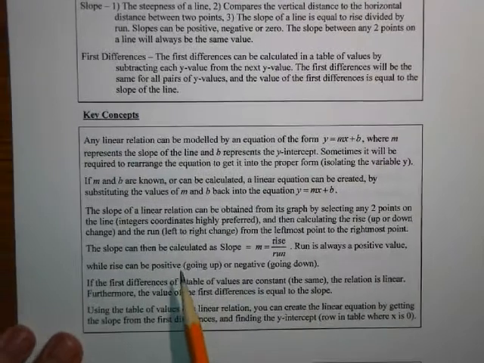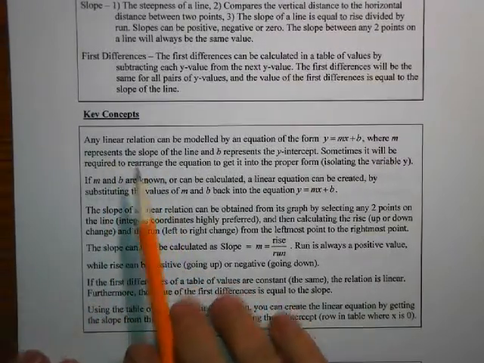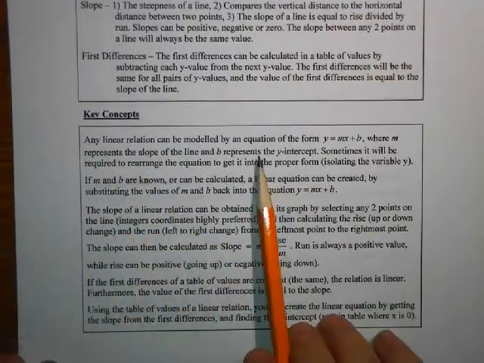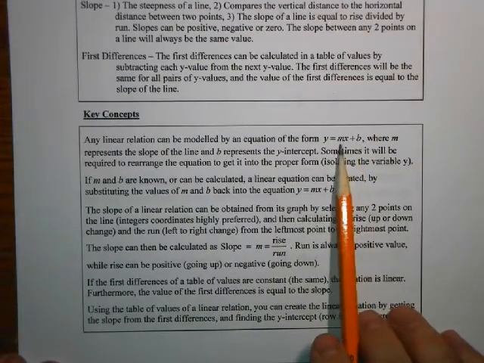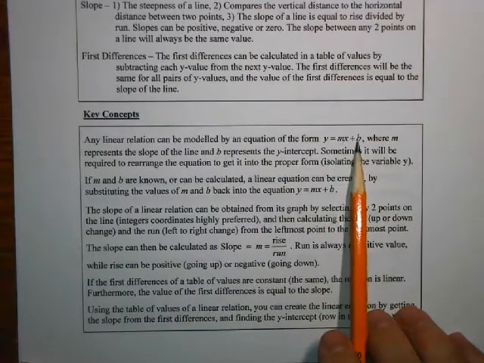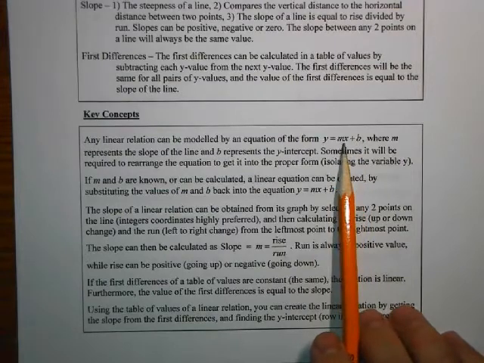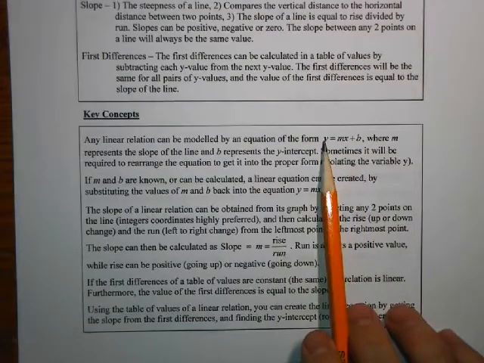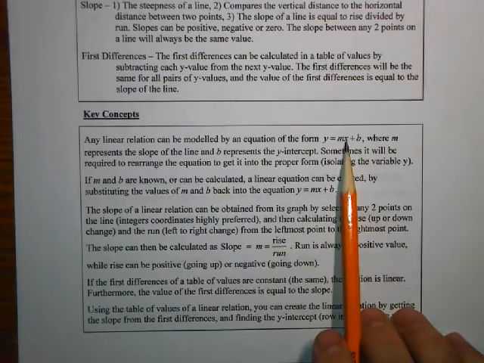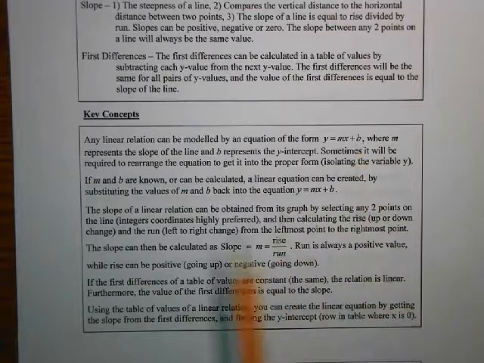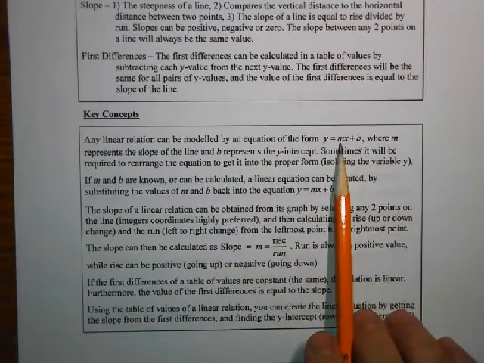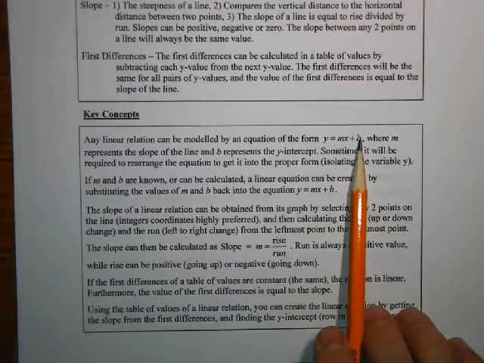Okay. So any linear relation can be modeled by an equation of the form y equals mx plus b. The m and the b are actually going to be numbers. We've got our y, which is our dependent variable, x is independent, and then we're going to have two numbers, one that's multiplying with the x, one that's by itself. Now the m will be the slope of the line, and the b will be the y-intercept.